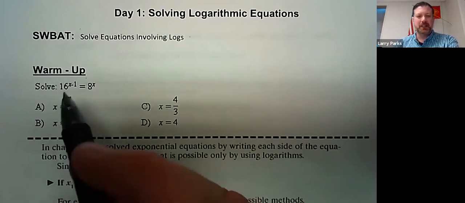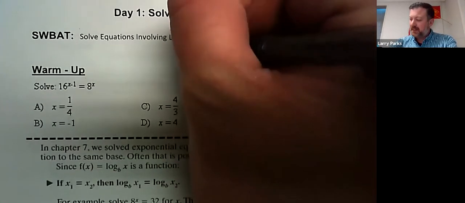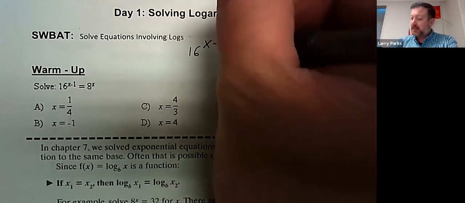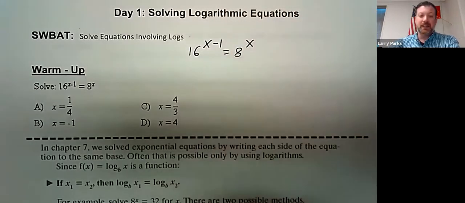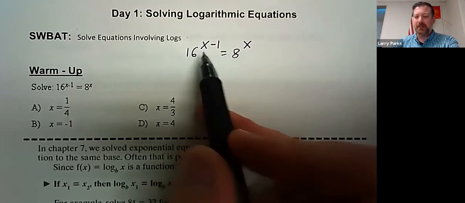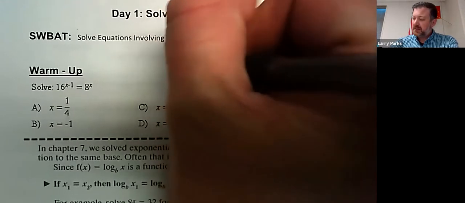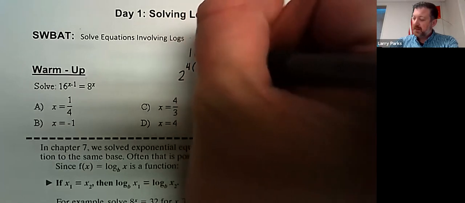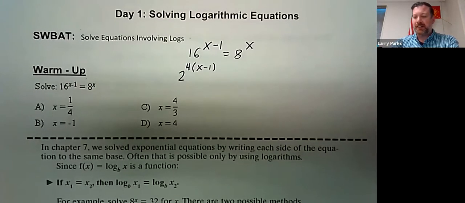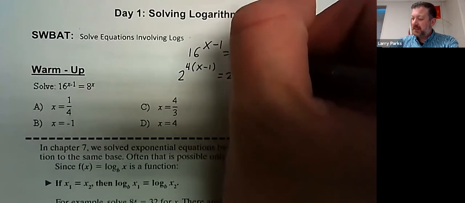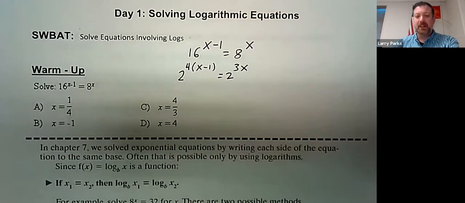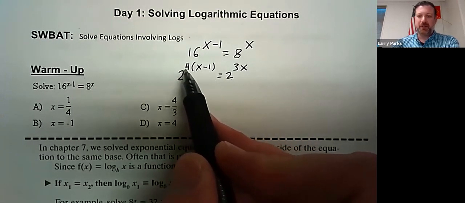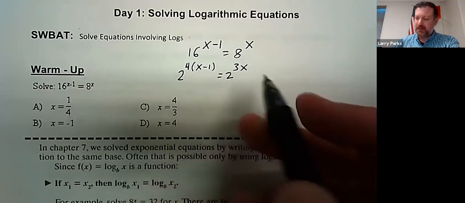So method 1. If I have 16 to the x minus 1 equals 8 to the x, I could rewrite 16 as 2 to the 4th. And then I could write 8 as 2 to the 3rd. And then if you have the same base, you can set the exponents equal to each other. So I got 4 times x minus 1 equals 3x.